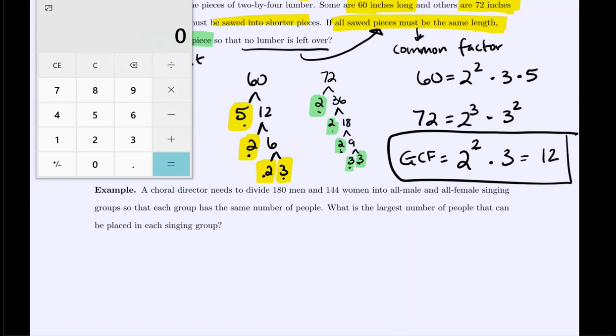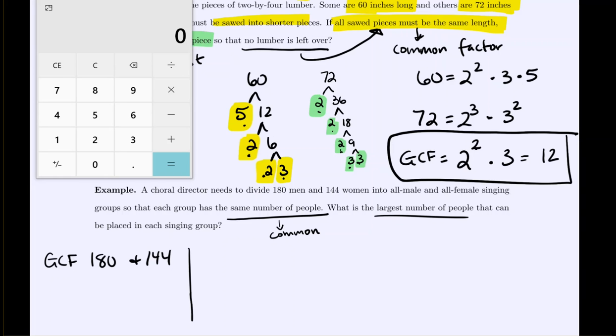So let's read through our next example. A choral director needs to divide 180 men and 144 women into all male and all female singing groups, and we want each group to have the same number of people, and we want nobody left over. So this is our idea of a common factor. How can we make groups that are common to both numbers of people in the original groups? And the greatest comes from the largest number of that. So this tells us we're looking for the GCF of 180 and 144.